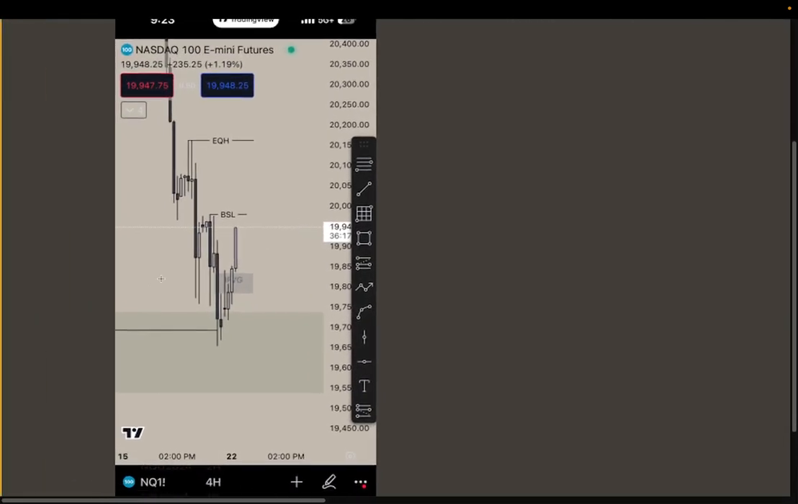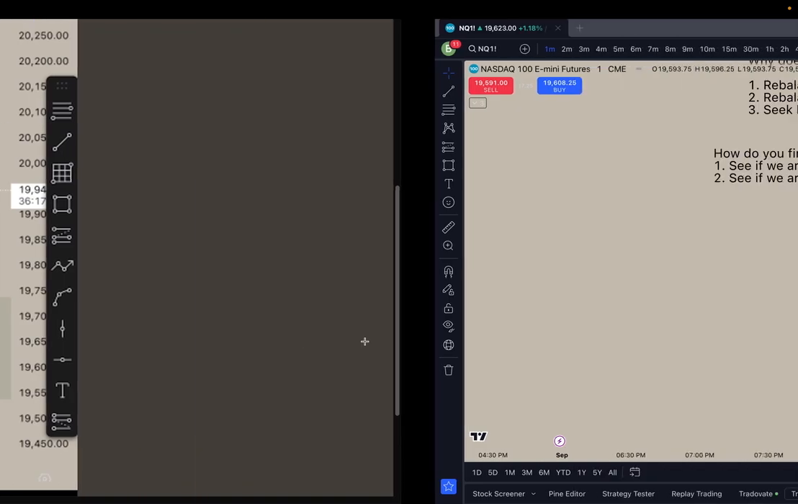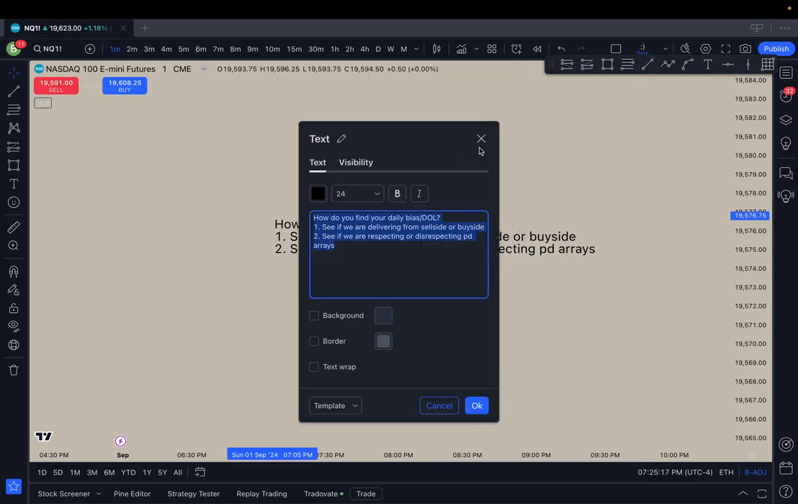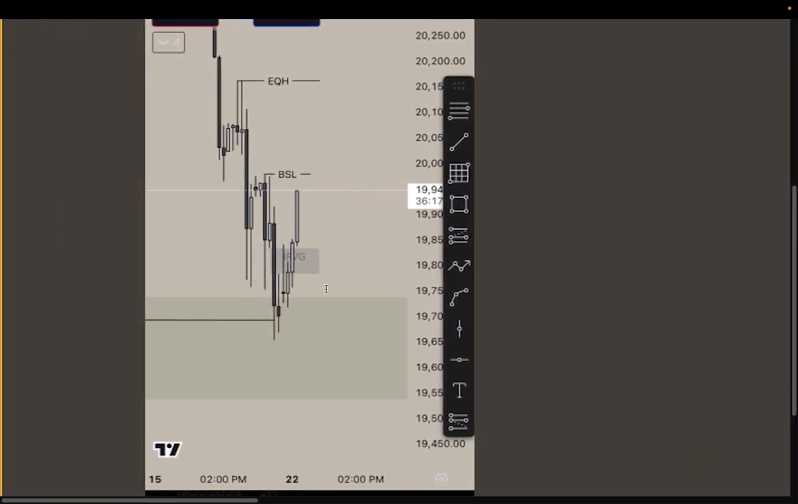Okay, what are we doing here? We've just swept sell side liquidity, okay? So we are delivering from sell side, right? Delivering from sell side. And we are disrespecting bearish PD arrays, meaning what? The next recent high is most likely this high and these equal highs here.